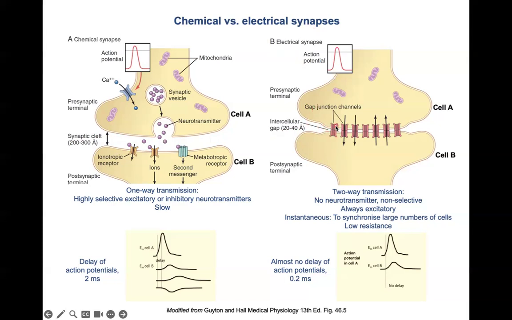Both membranes are connected by the gap junctions. You see how well they are aligned. The passage here is not one-way, but two-way transmission. Ions and small molecules can pass through, like second messengers as small molecules. No neurotransmitter, hence non-selective. The transmission is always excitatory as opposed to either excitatory or inhibitory in chemical synapses. The effect is instantaneous. This is required physiologically to synchronize large numbers of cells. This is also a low resistance transmission.